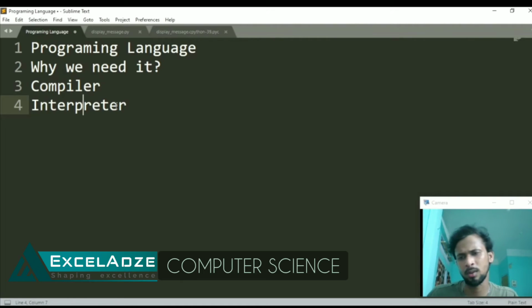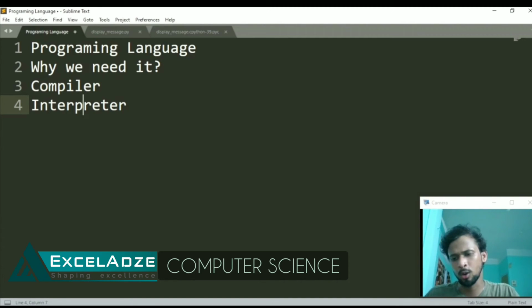But interpreter does what? It takes the instruction line by line and converts it line by line. It takes the first line, converts it. It takes the second line, then converts it. It takes the third line and again converts it. So we can say compiler translates the whole instruction at a single time, and interpreter converts the high level language to low level language line by line.